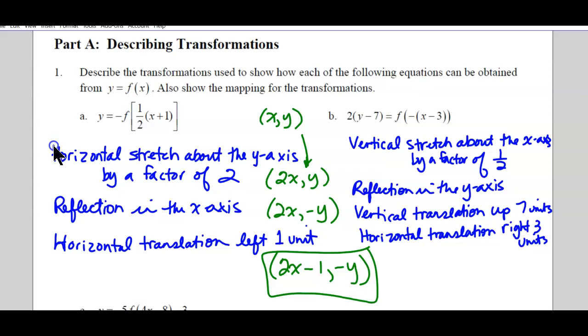And then for mapping notation, so we're starting with the general point x, y. Okay? And then vertical stretch by half would be 1/2 y, or y over 2. Reflection in the y-axis changes the sign of x. Translation up. And then right.